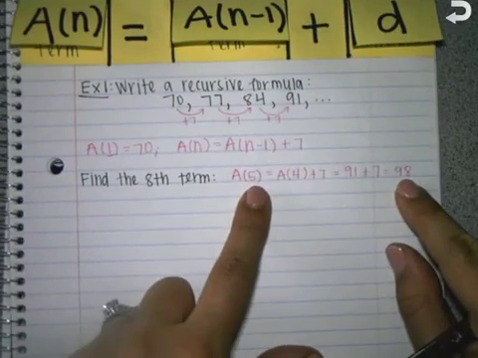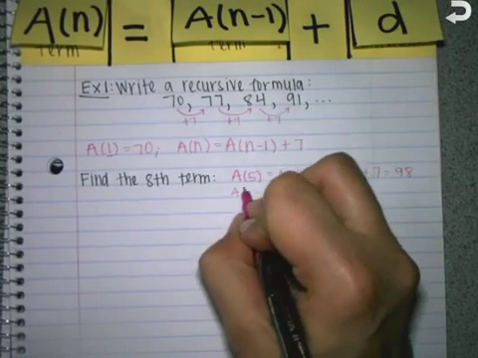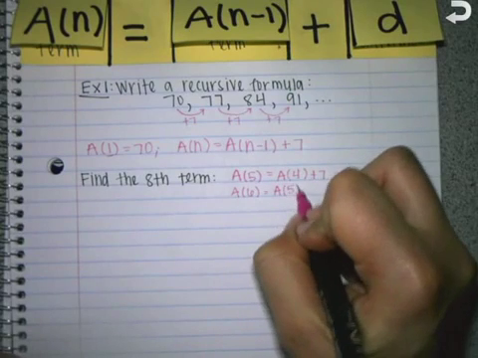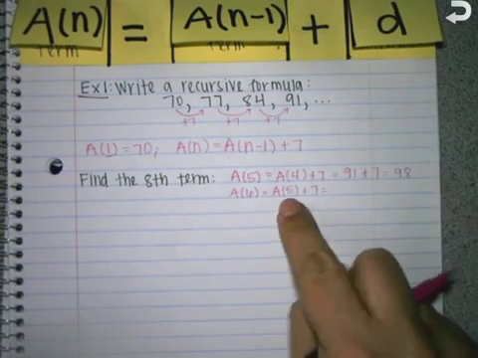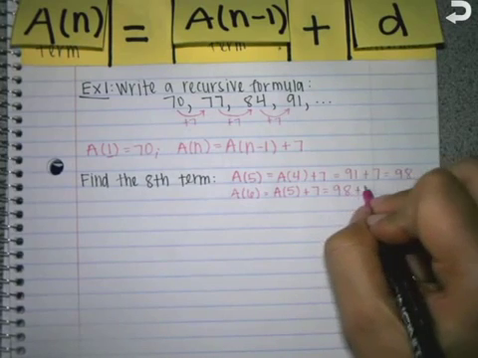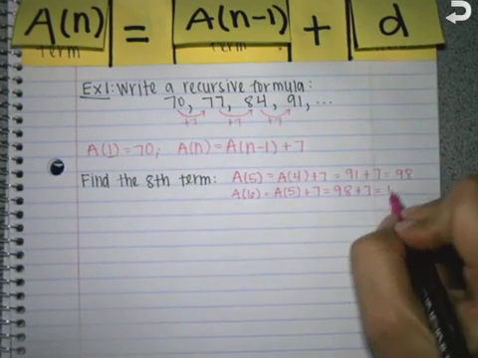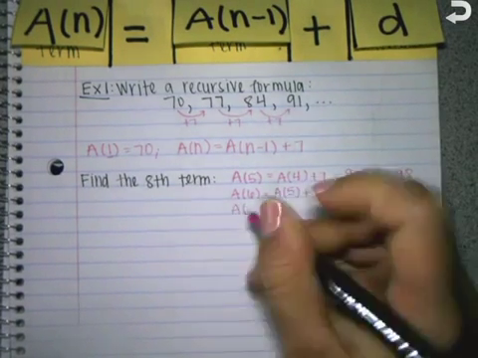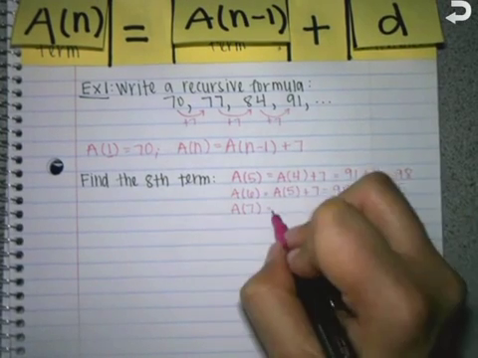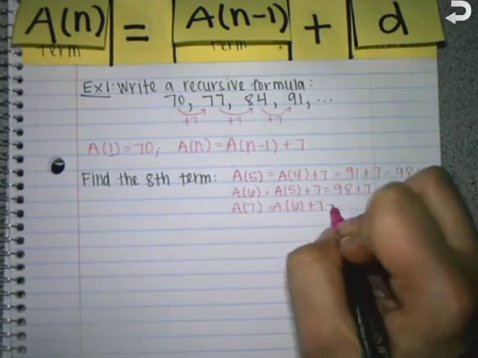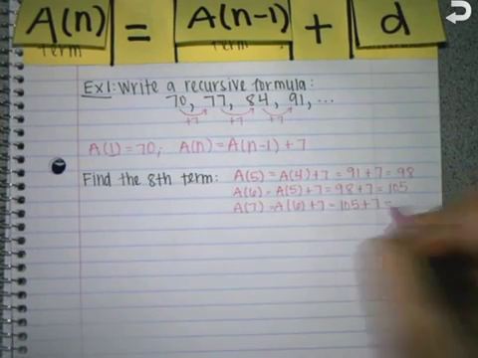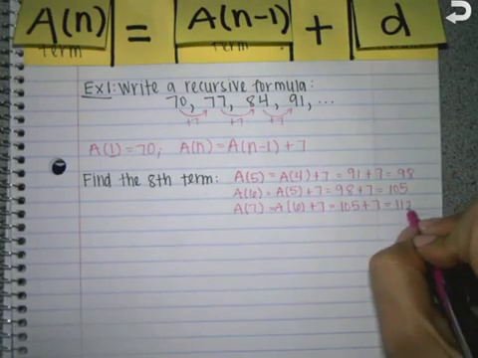Okay? So then can I find the 6th term? Yeah. Okay, so the 6th term is A of 5 plus 7. A of 5 is 98. 98 plus 7, 105. This is easy, it just takes a while. Okay, so then we have A of 7, which is A of 6 plus 7. A of 6 is 105. 105 plus 7 is 112. And now we can find A of 8.